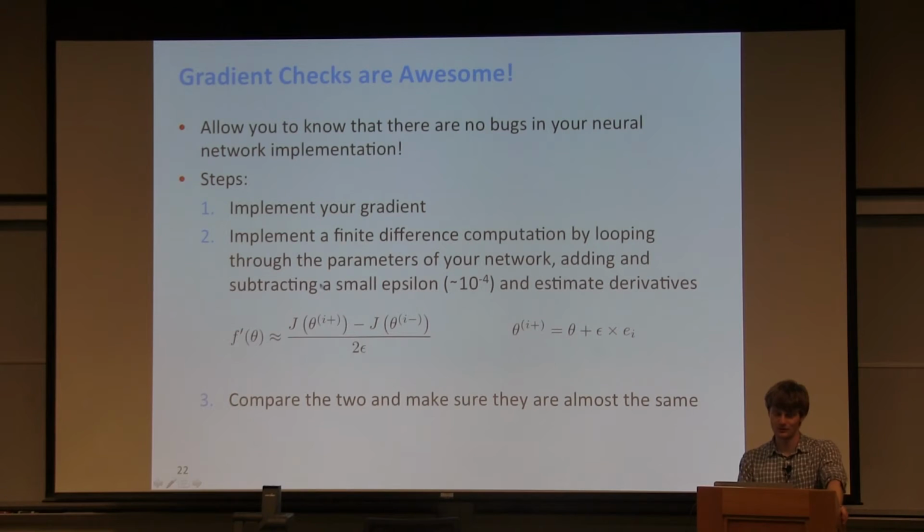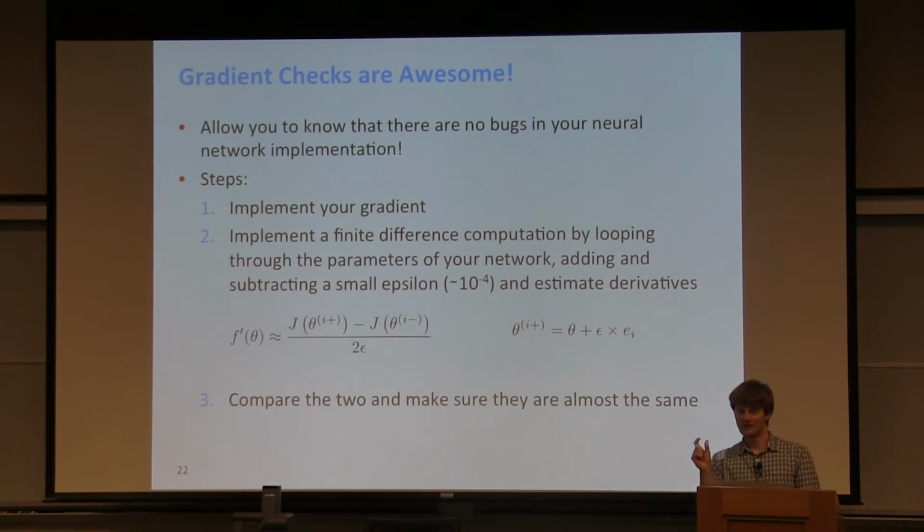So basically, all you do is you implement the finite difference computation by going through all the parameters of your network, adding and subtracting a small epsilon, and using the straightforward definition of what a gradient is. Then you can compare this estimated derivative with your derived one, and as long as they're close enough to one another, you can know that your computation and your derivatives and your implementation are correct.